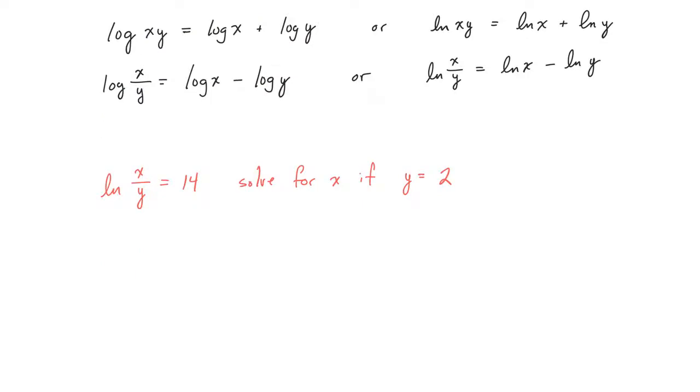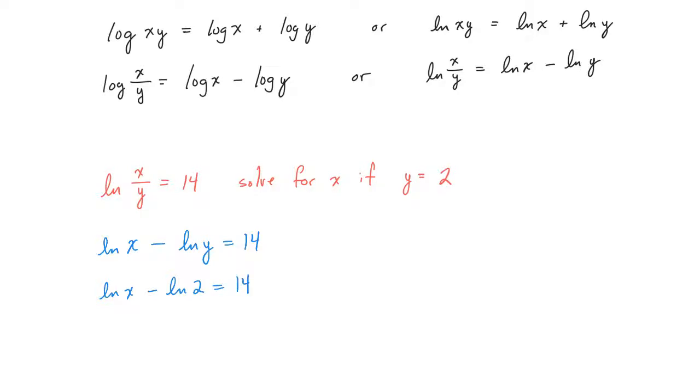Another useful property of logarithms is the one that allows us to expand when two numbers are multiplied or divided. So for example, in this problem right here, where we have a natural log of x over y equals 14, can we solve for x if we know that y is equal to 2? To solve this, first thing we're going to do is write the natural log of x over y as the natural log of x minus the natural log of y equals 14. And we're going to plug in the natural log of y to be the natural log of 2, so it's going to be natural log of x minus natural log of 2 equals 14.